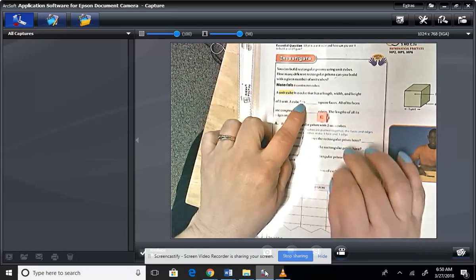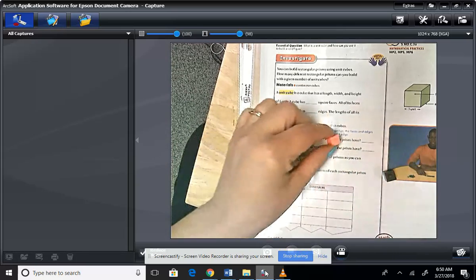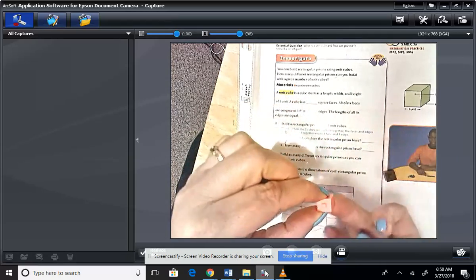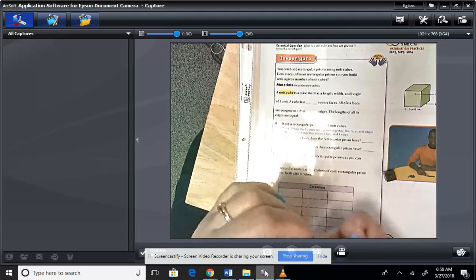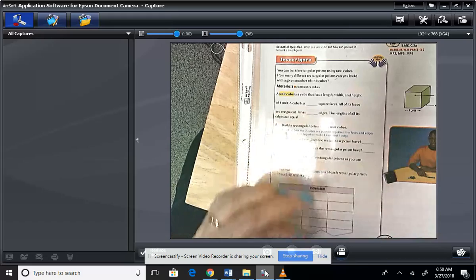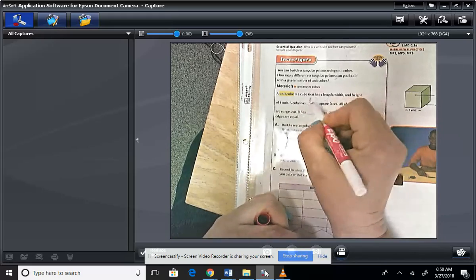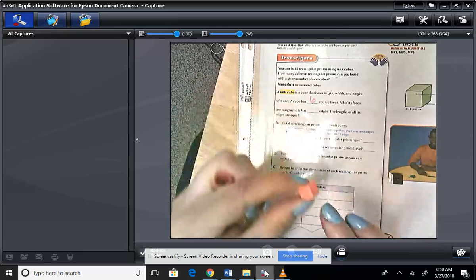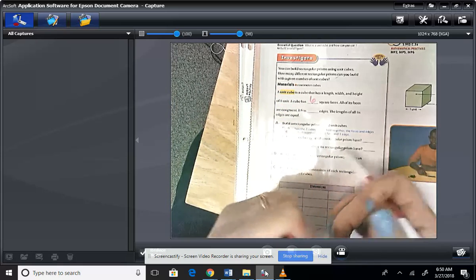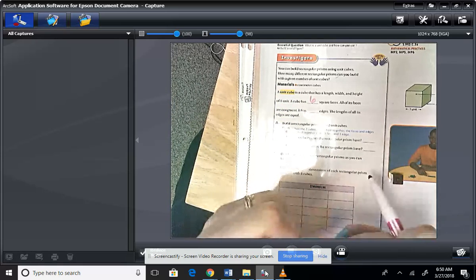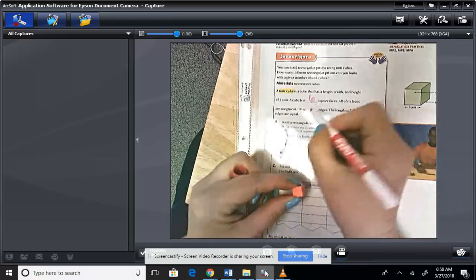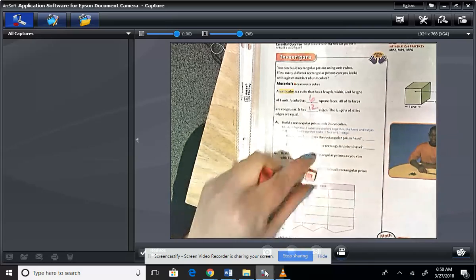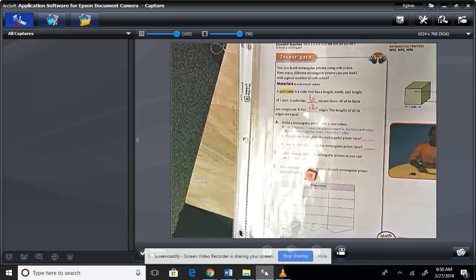A cube has how many faces? So I hope you have your cubes out. Let's look at our faces: 1, 2, 3, 4, 5, 6. So it has 6 faces. All of its faces are congruent, correct? They're all the same size and they're all the same shape. It has how many edges? 1, 2, 3, 4, 5, 6, 7, 8, 9, 10, 11, 12. The lengths are all equal. So we have 6 and 12.